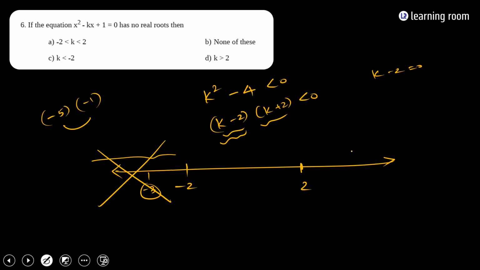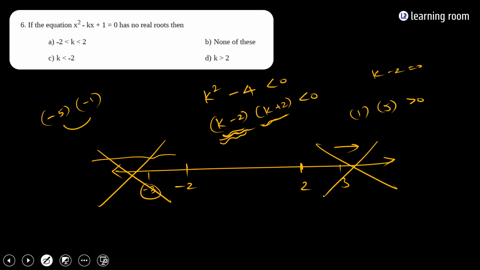Similarly, if I substitute a value greater than 2, what will happen? For example, 3. Then 1 and 1 5, 5. This is also greater than 0, but what is the inequality telling me? Product of both should be less than 0. So I should not substitute any value greater than 2 also.